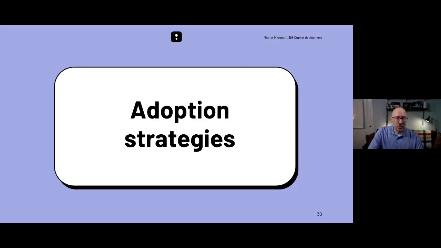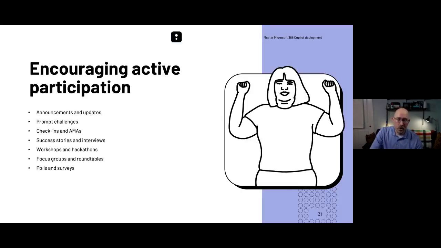All right, so let's just talk briefly about some adoption strategies and things that you need to keep in mind. We want to encourage active participation. That's why we want to be consistent, scheduling our check-ins, scheduling our news announcements and updates, and nurturing that community and providing that place for feedback.